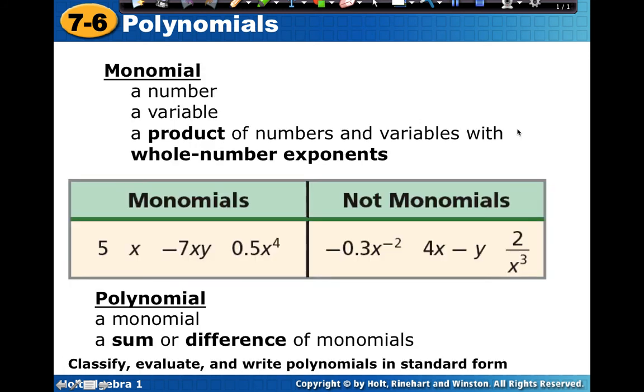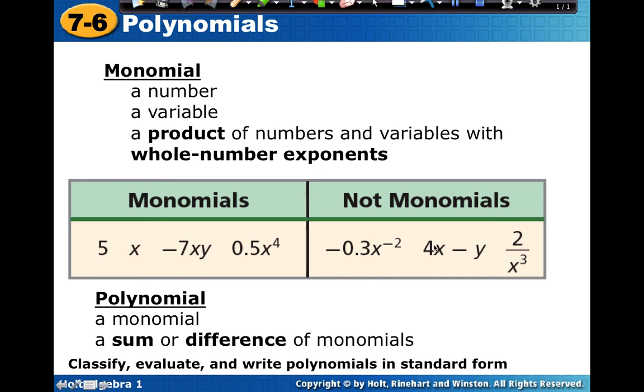Alright, first of all, we're going to talk about some polynomials. The first one is a monomial. A monomial is a number, a variable, or a product of numbers and variables with whole number exponents. So basically it could be a number, it can be a variable, or it can be a number and a variable or variables multiplied together.